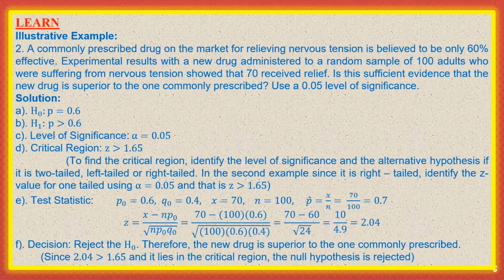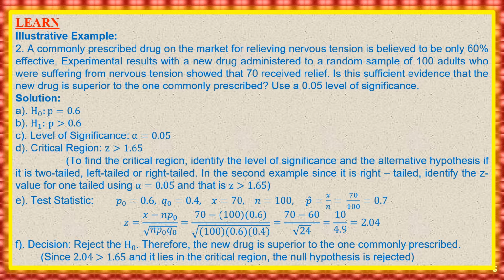For example number 2, our p null is equal to 0.6. Our alternative hypothesis is p greater than 0.6. So from the problem, our level of significance is 0.05. So our critical region is z greater than 1.65. So same thing, you identify the level of significance and the alternative hypothesis to find your critical region. So in this example, your alpha is 0.05 and that is right-tailed. So with that, that will give you z value, which is z greater than 1.65.